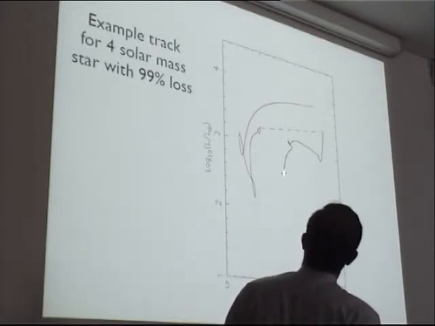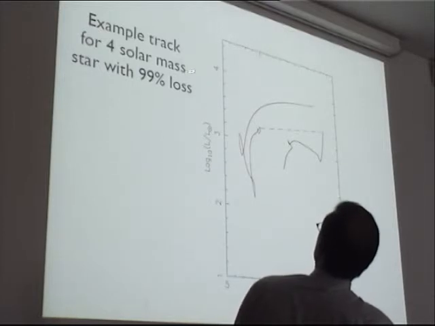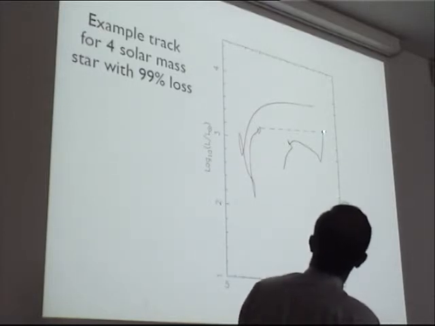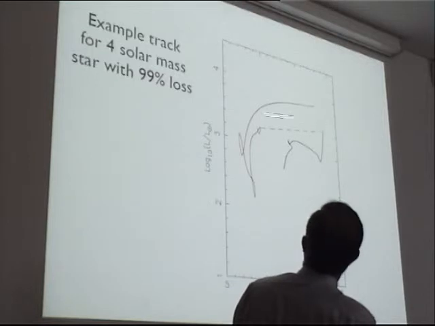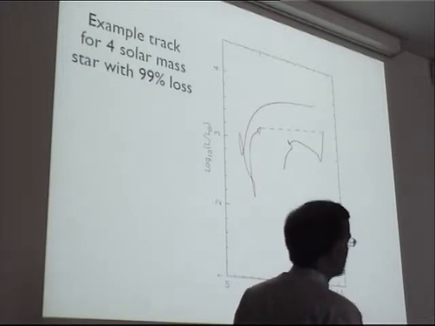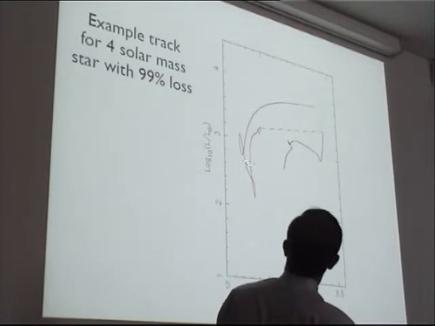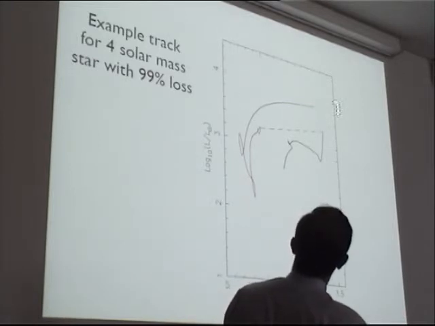To show you what's going on, this is an HR diagram again, hot on the left, luminosity increasing. Here's the regular evolutionary track of a 4 solar mass star, moving up to what's called the giant branch. At that moment, Lynette instantly removes 99% of the envelope. This is the envelope mass, I should say, not the whole mass. Then the star comes over here, and the red track is the subsequent evolution in an HR diagram of that object.